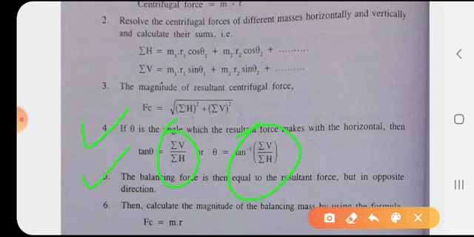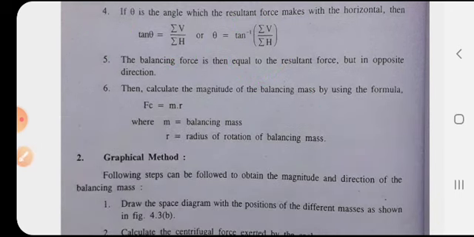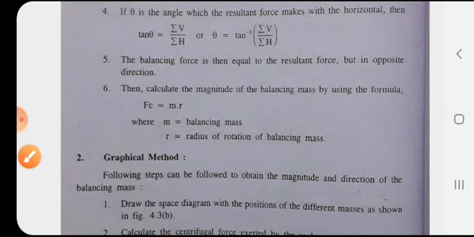And the fifth point, the balancing force is equal to the resultant force but in the opposite direction. Then the sixth point, the last step of the analytical method, is to calculate the magnitude of the balancing mass using the formula Fc equal to m r, where m is the balancing mass and r is the radius of rotation of the balancing mass. So this is one method to calculate the balancing of several masses rotating in the same plane.